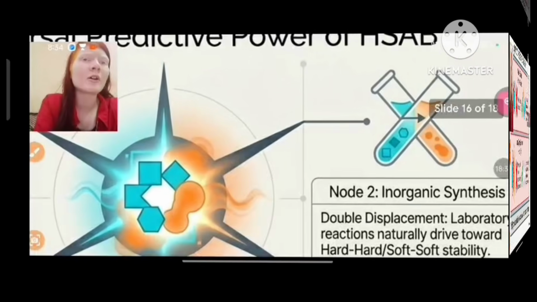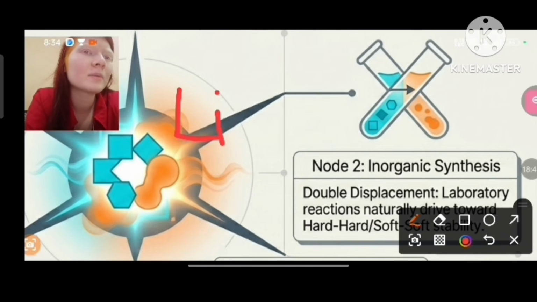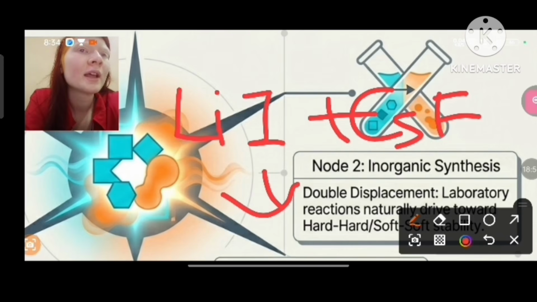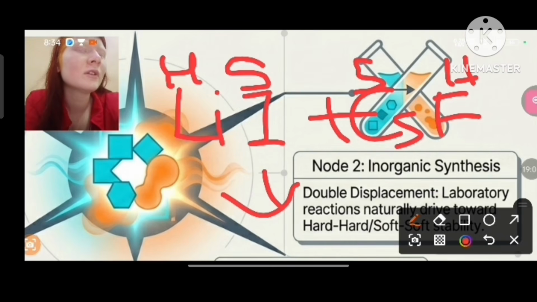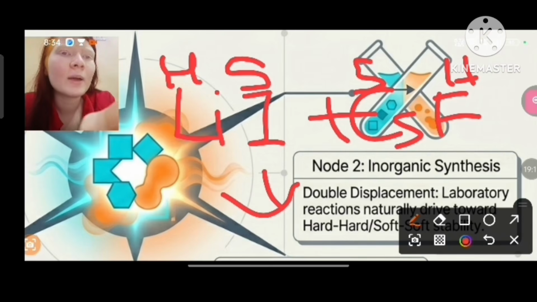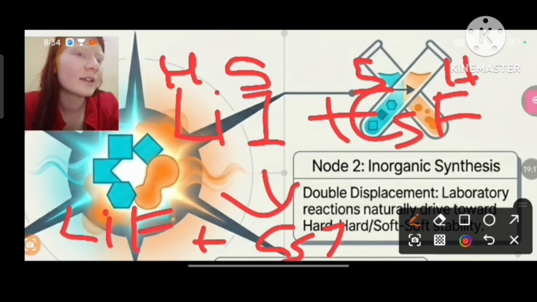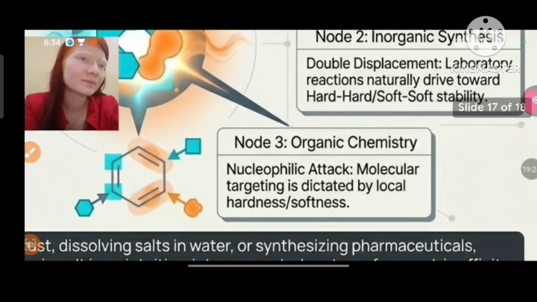Now, the predictive power of this theory. You can see here the double displacement reaction. We can suppose Cs+. It is a hard one and it is a soft one. Similarly here it is a soft one and it is a hard one. In that double displacement reaction, what happens? Then LiF and CsI will form here. Hard prefers hard and soft prefers soft.